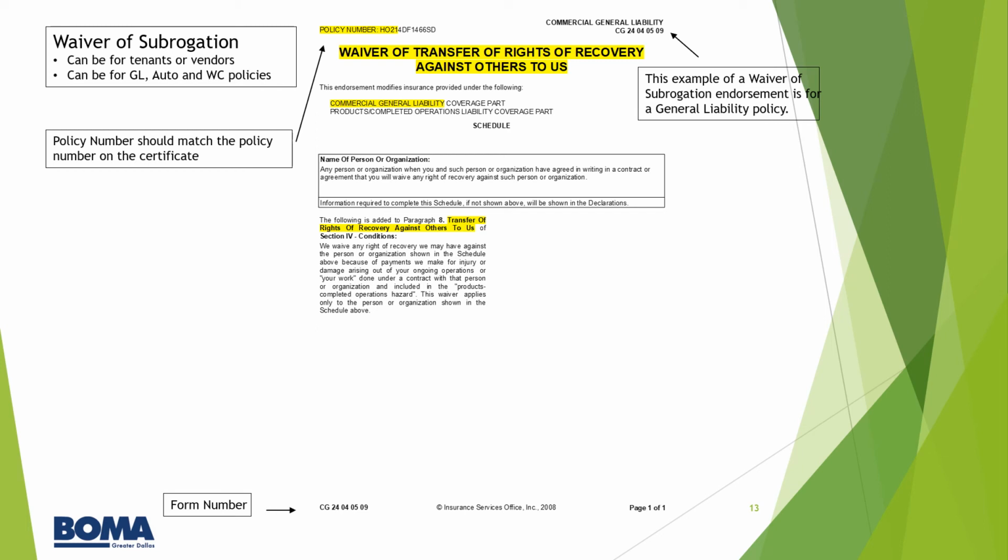The waiver of subrogation can be for either tenants or vendors. We see it on liability policies, the GL, the auto, and the work comp. And this that we have here is a waiver of subrogation for a general liability policy. And you can see very clearly the heading of this page is a waiver of transfer of rights of recovery against others to us.